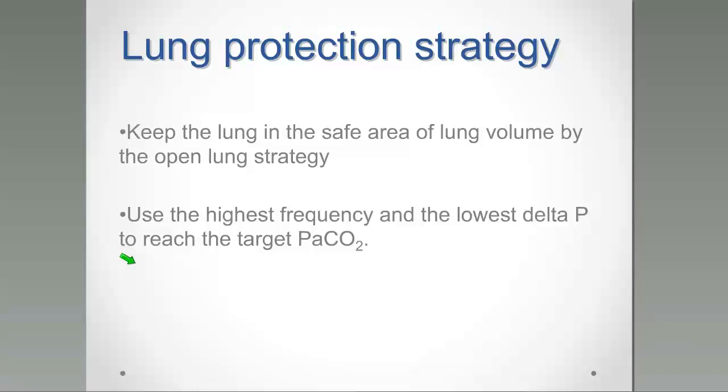The other thing when using high frequency ventilation to prevent lung damage is not only to keep the lung in the safe area, but also to prevent the trauma due to the increase in delta P. So we need to use the lowest delta P and the highest frequency possible to have the best tidal volume of high frequency for a target PCO2. And this is going to be ideal for each patient and each lung situation, and it can also change along the day or along the illness of the baby.